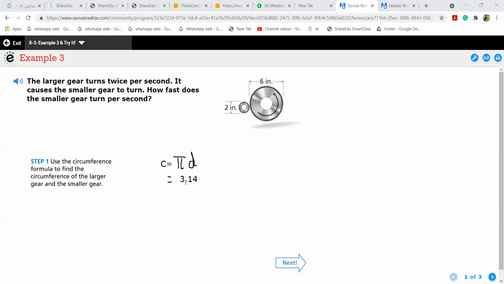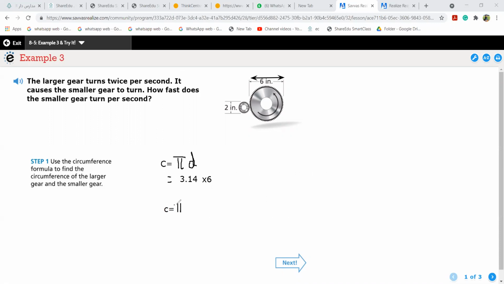Pi means 3.14. What is the diameter of the outer circle? This is one circle and this is the small circle. What is the diameter of the large circle? It's given here in the question. 6. Yes, the diameter means the whole thing. That is 6. So I will write 3.14 times 6. I will get one answer. Then again I will do C equals pi d.